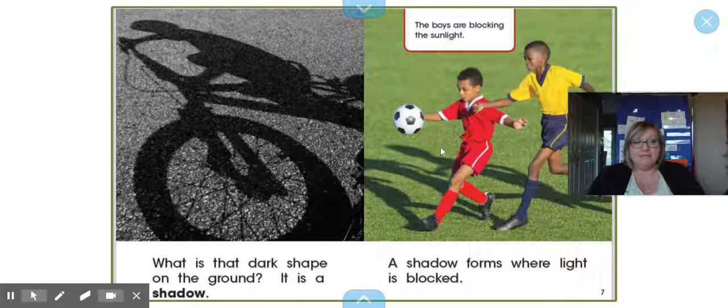I want you to stop the video and think about, where have you seen shadows? What shadows have you seen? Here we see them on a soccer field. Maybe you've seen them on a soccer field or another place. I saw a shadow the other day as I was walking Sadie. There was a shadow of both my shadow and then Sadie's shadow because the light was not able to transfer or go through either one of us. So we were blocking.